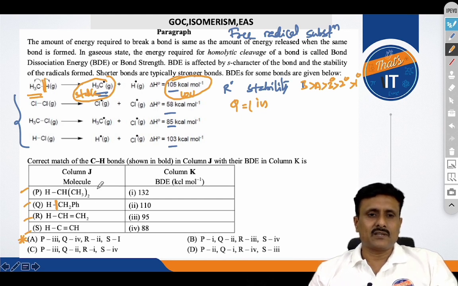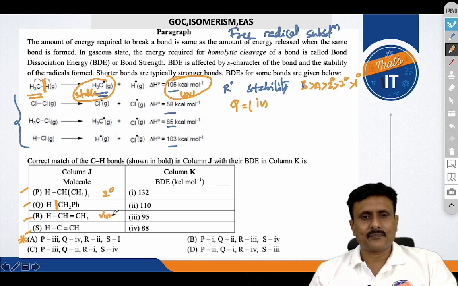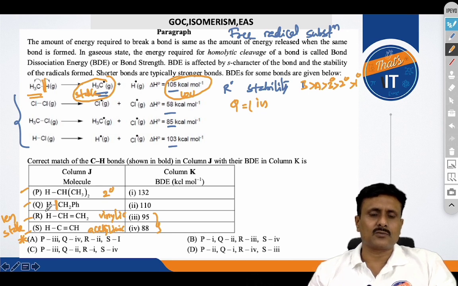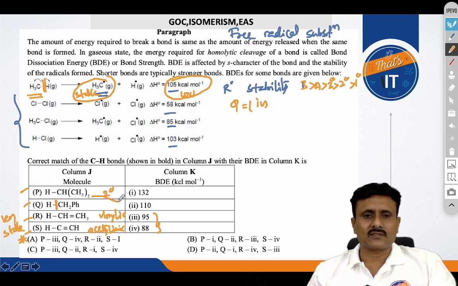So you can see P is giving rise to a 2 degree radical. This is vinylic and this is acetylenic. You know that they are less stable, so they require more energy. So the easily broken bond is what? The Q. Q is equal to 4. You can see P is equal to 3. Next easily broken is this, right? R is 2.